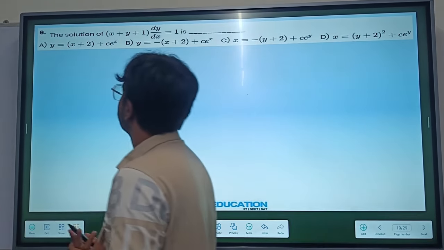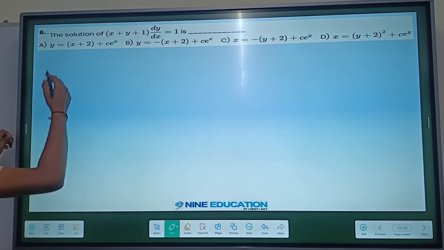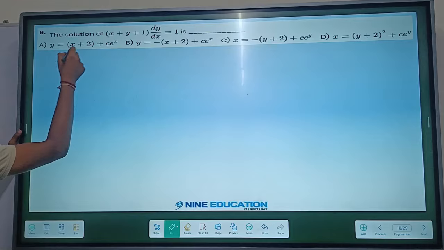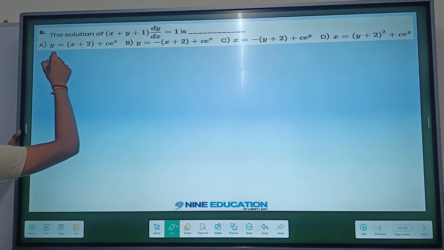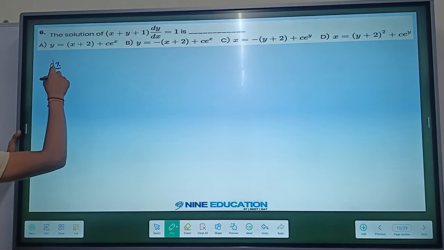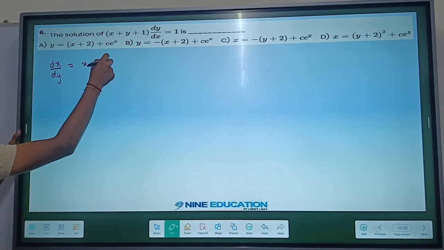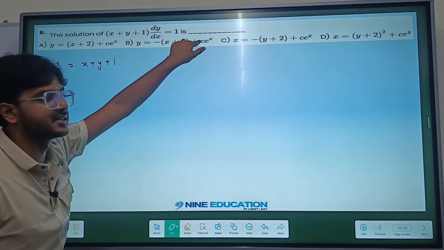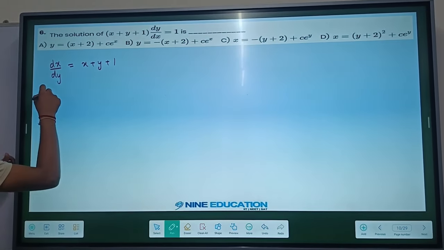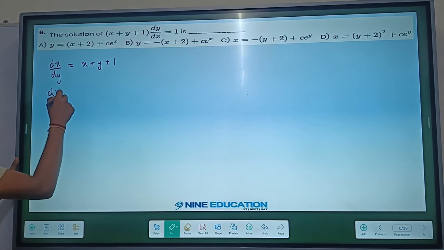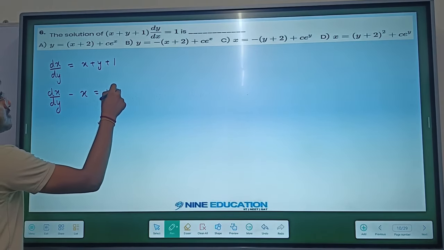Alright, so moving to this question of differential equation, x plus y plus 1 dy by dx equal to 1. Can I take dy by dx that side? What will I get? dx by dy equal to x plus y plus 1. It will be more simpler than taking this down. So I can also write it as dx by dy minus x equal to y plus 1.